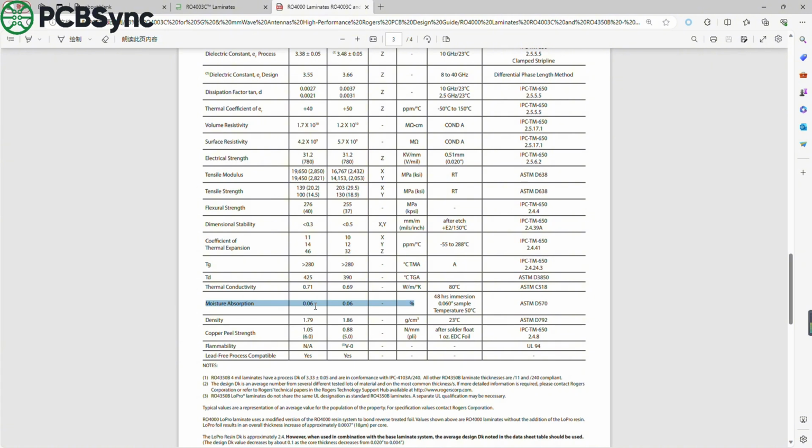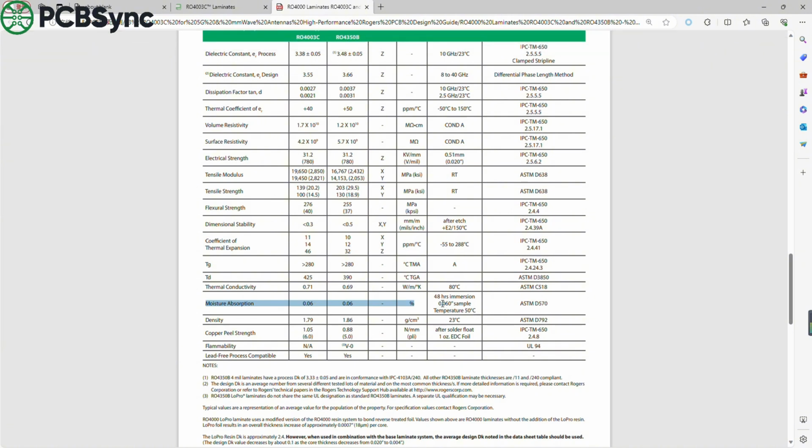The typical water absorption rate of RO4003 is 0.06%, tested under the conditions of immersing the sample in water for 48 hours, with a sample thickness of 0.060 inches and water temperature at 50 degrees Celsius. A lower water absorption rate helps reduce the impact of humid environments on dielectric properties and dimensional stability. However, it cannot be simply concluded that a low water absorption rate guarantees that the dielectric constant DK will not drift. In real-world environments, frequency changes are also affected by factors such as material structure, copper foil, solder mask, temperature, packaging, and product density.